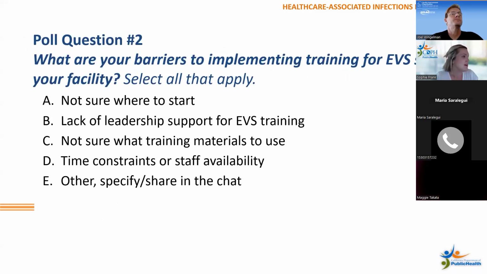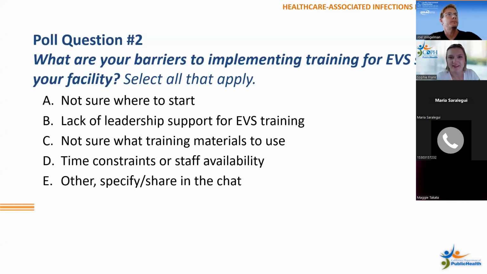Okay. So poll question number 2 asks, as the facility, what are your barriers to implementing training for EVS staff in your facility? So A, not sure where to start. B, lack of leadership support for EVS training. C, not sure what training materials to use. D, time constraints or staff availability. And E, others, specify or share in the chat. So select all that apply, and we'd love to hear about what are those barriers that prevent you from bringing IPC training to your team.